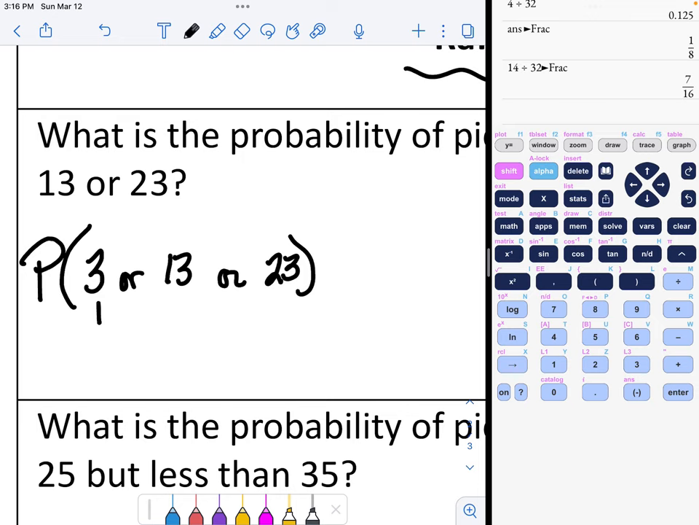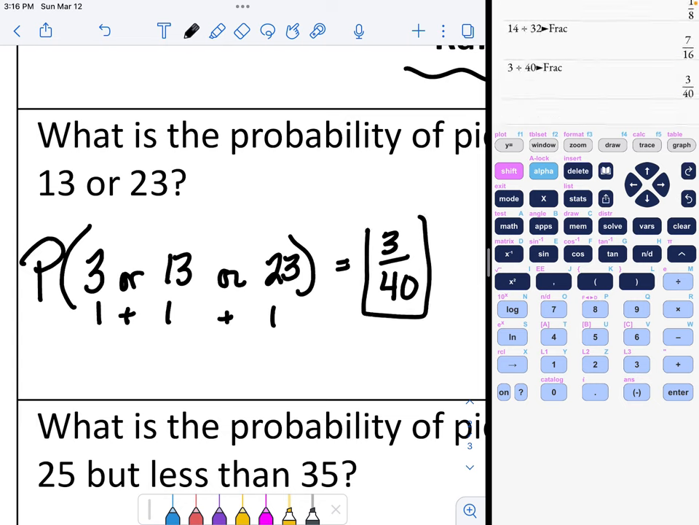Well, there's only one of each of them. So that's 3 out of 40. Which, if you don't believe me, does not reduce, but I'll show you over here. So 3 out of 40 is it. That's the probability of getting a 3 or a 13 or a 23. I have unfortunately seen kids add 3, 13, and 23, but you're asking how many 3s are there? How many 13s? How many 23s? And that's how that's done instead.